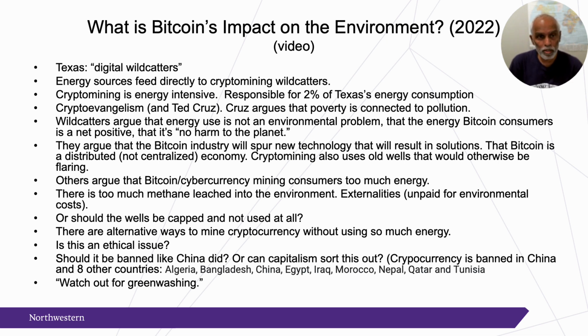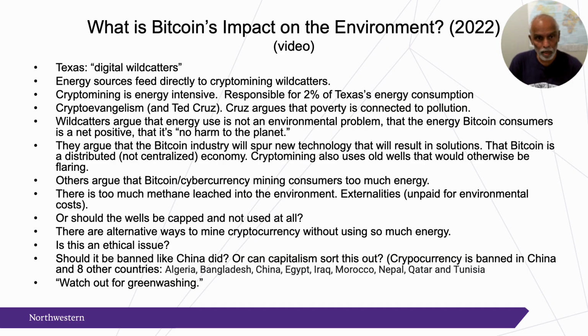They argue that the Bitcoin industry will spur new technology that will result in better solutions than what is currently available, and that Bitcoin is a distributed economy. Crypto mining also uses gas that would otherwise be flared. Others argue that cryptocurrency mining consumes too much energy, that too much methane is leaked into the environment, and that there are externalities to be managed due to the energy usage and energy harvesting. Or should the wells be capped and not used at all? These are the questions one has to think about.